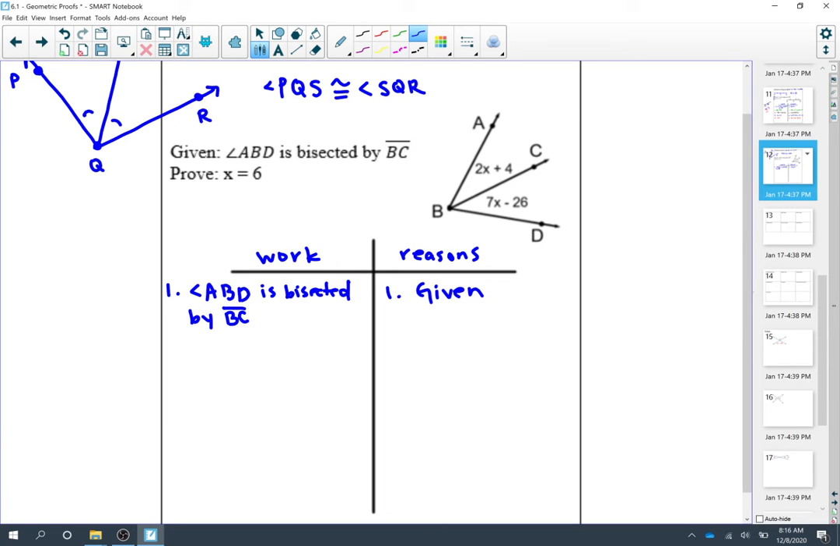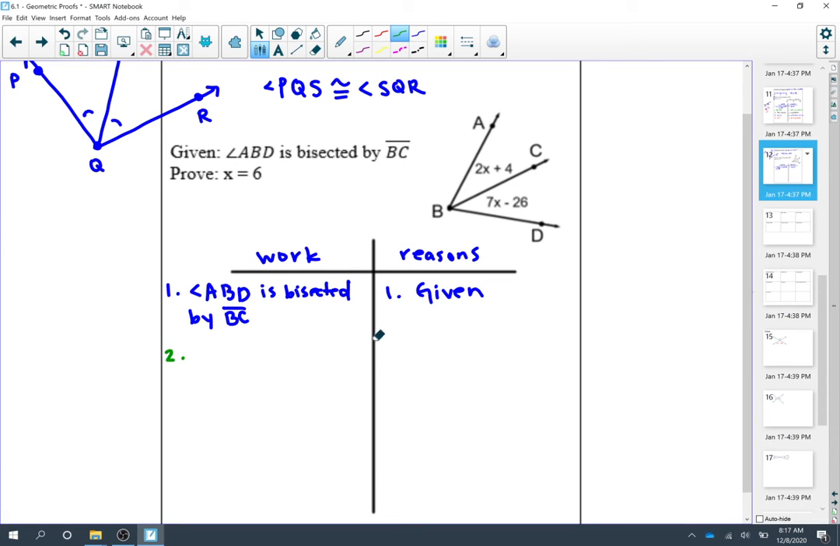And we have to prove that x equals 6. So if I look at my picture, ABD is bisected, cut in half by BC. Well, if it's cut in half, then what do we know about this one and this one? Oh, we know they're congruent. So I know that this is equal to this.